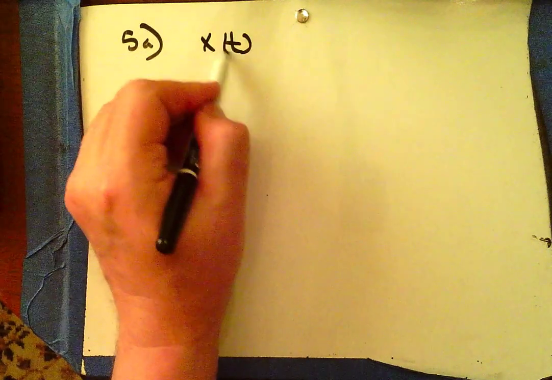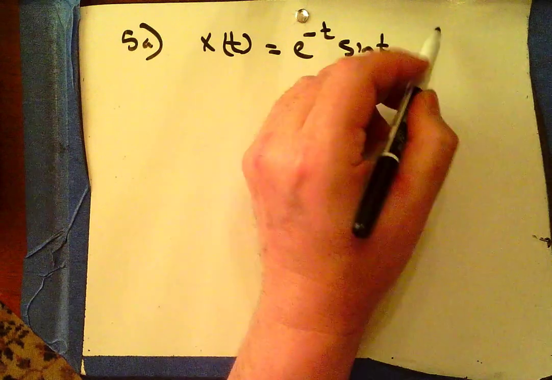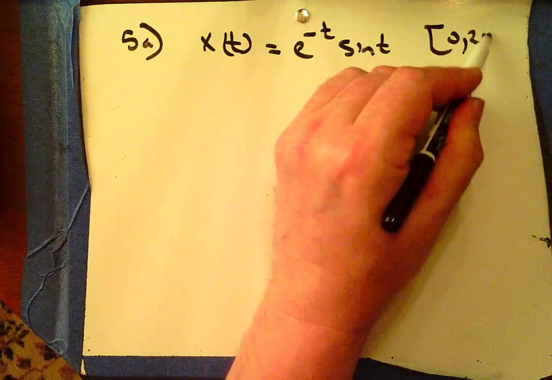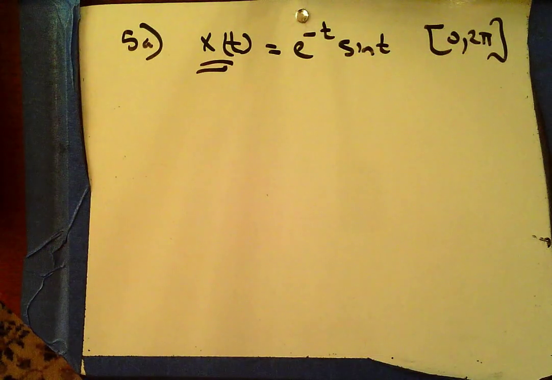For D5. Okay. A particle moves along the x-axis with position at time t given by x of t equals e to the minus t sine t on 0 to 2 pi. And this is position, not velocity. Find the time when the particle is furthest to the left.